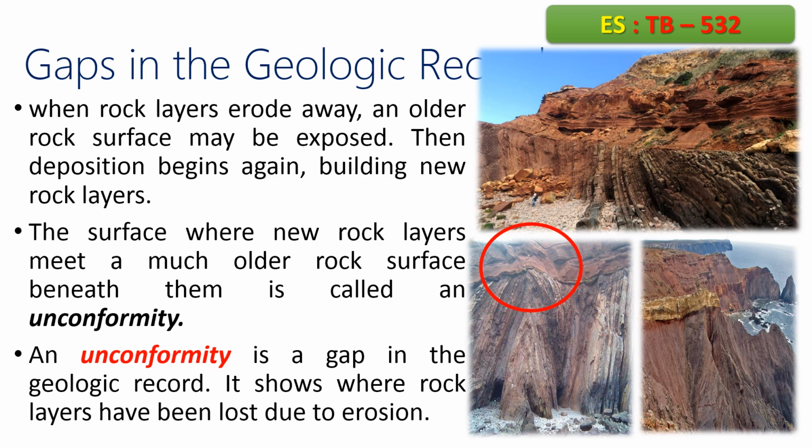Look at the diagram. You can see the unconformity. The older rock layer and the newly formed layers meet in an area. It's clearly seen in the picture. Such an unconformity is a gap in the geologic record. It shows where rock layers have been lost due to erosion.